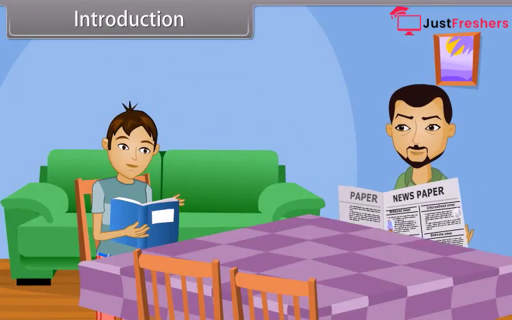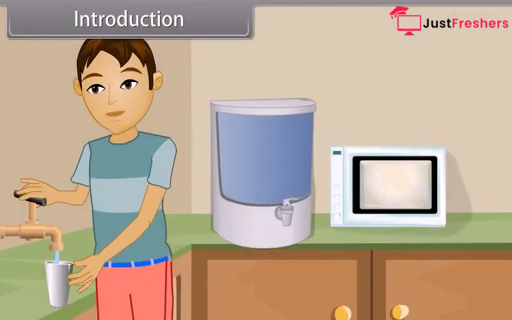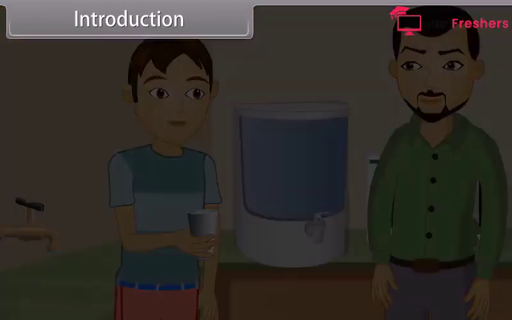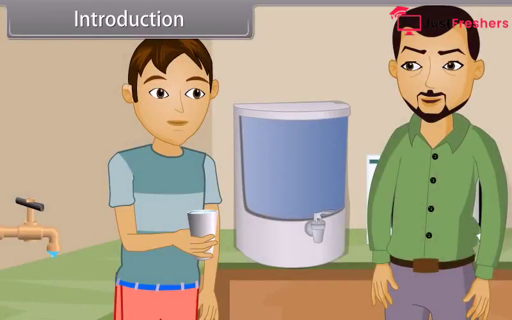What are you doing, son? Father, I'm just reading my favorite comic. Ajay, don't use tap water for drinking purpose. It may be contaminated. Always use RO purifier's water for drinking purpose. Okay, Father.